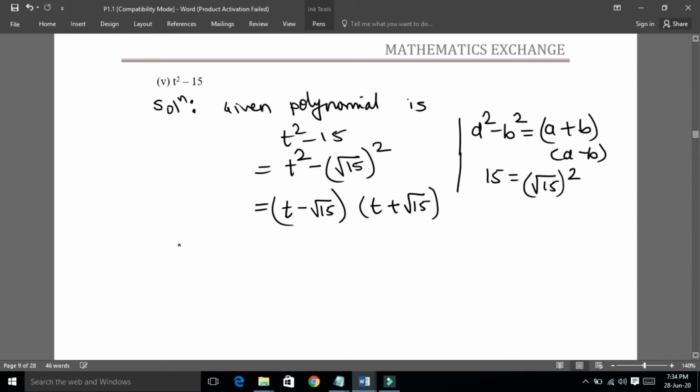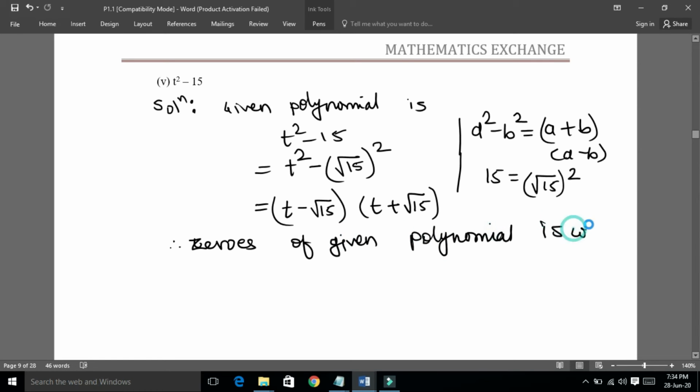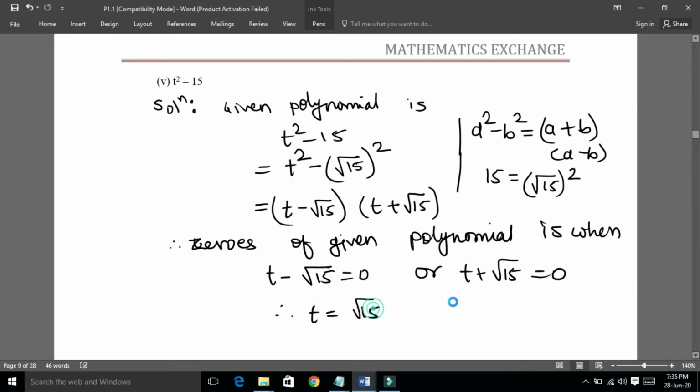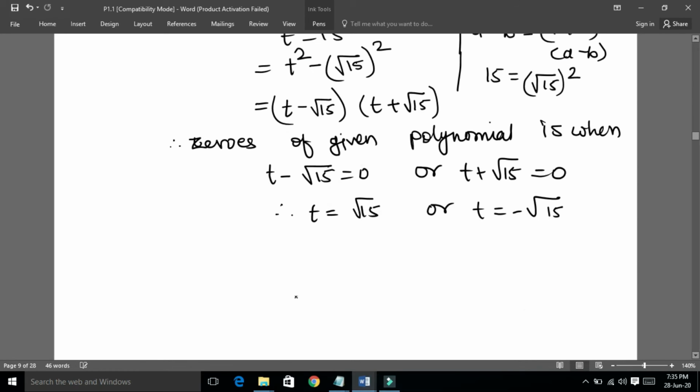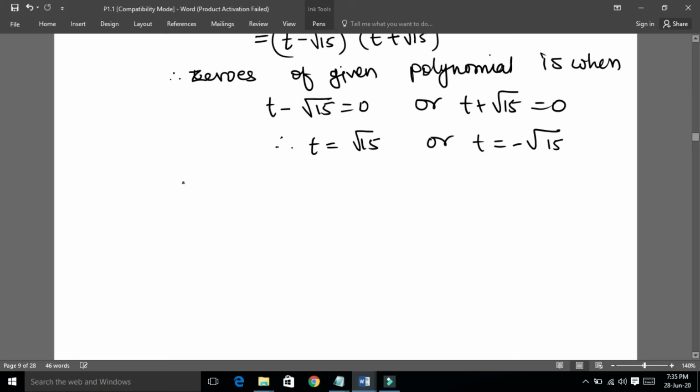Now we have to find the zeros, so we write down therefore the zeros of the given polynomial are when it is equated to 0. So t minus root 15 is equal to 0 or t plus root 15 is equal to 0. Therefore we get t is equal to root 15 or t is equal to minus root 15. So the two zeros are root 15 and minus root 15. Therefore the zeros are root 15 comma minus root 15.